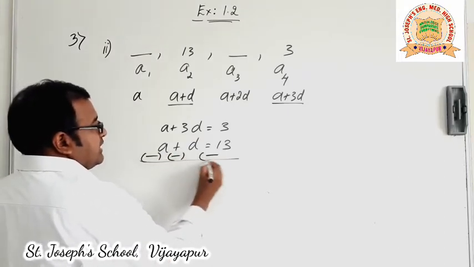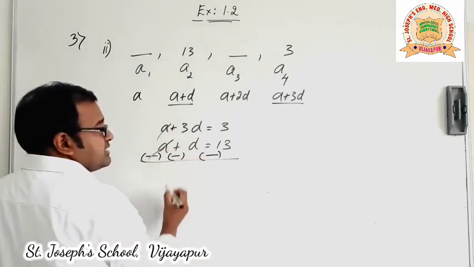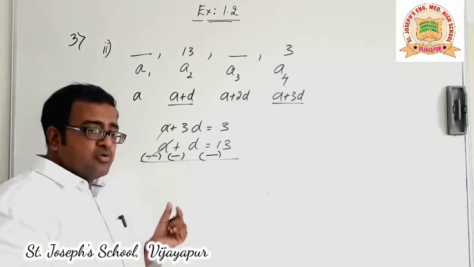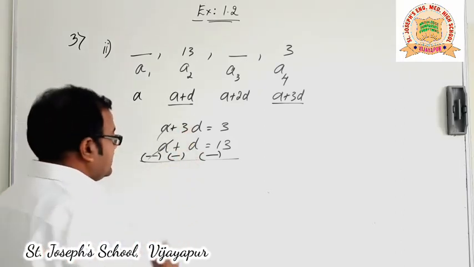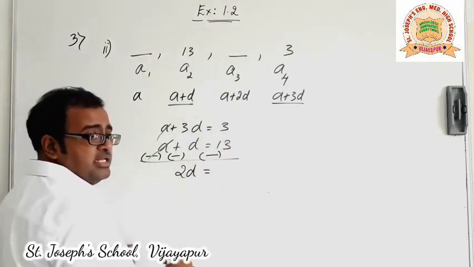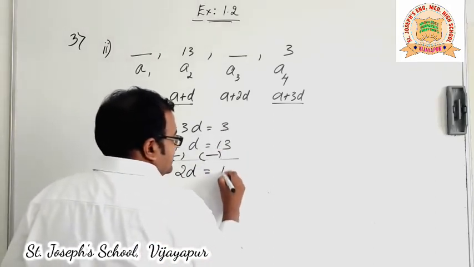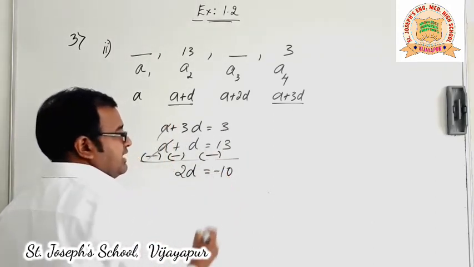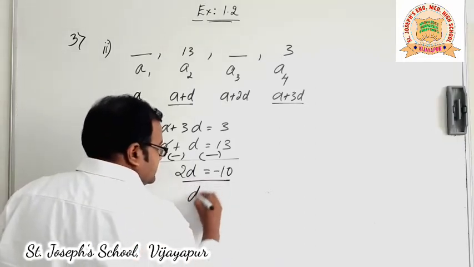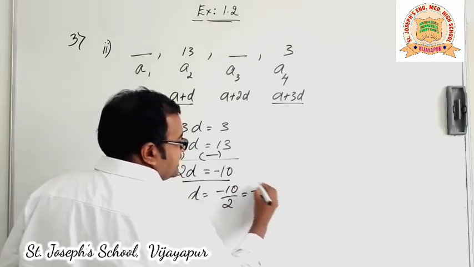When you subtract the second equation, what happens? Plus A minus A cancels. 3D minus D, the old sign is neglected, the new sign you have to check. 3D minus D, that is 2D, which is equal to 3 minus 13. One is positive, one is negative, means subtraction. 13 minus 3 is 10. Bigger number sign, minus. If 2D is minus 10, then what is D equal to? Minus 10 by 2, which is equal to minus 5.